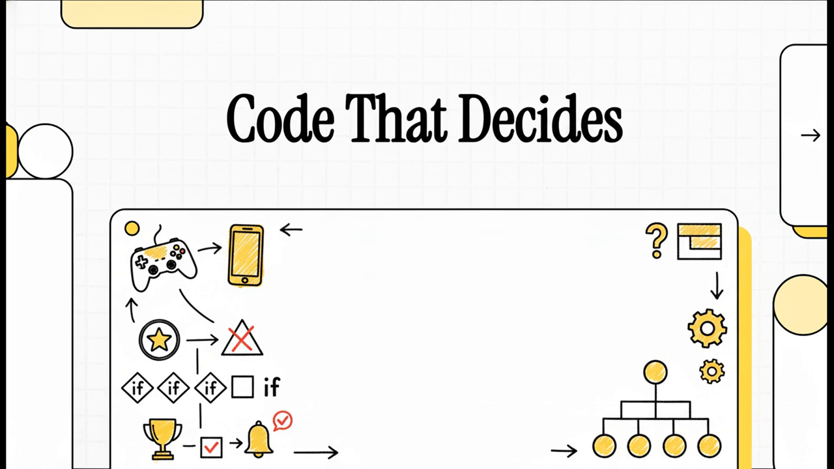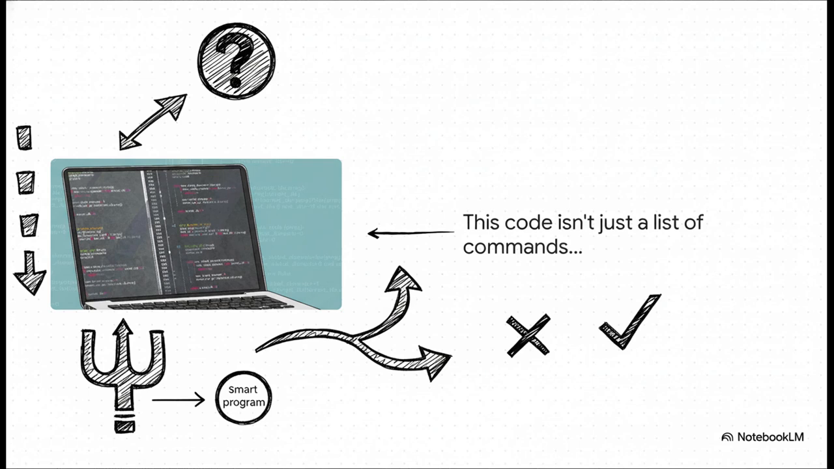Let's get into it. So when you see a wall of code like this, it's easy to think of it as just a simple to-do list for your computer, right? Just run this, then this, then this. But that's not really how it works. Modern code is way more interesting. It's more like a choose-your-own-adventure story with all these different forks in the road.